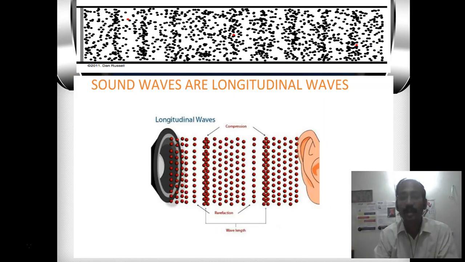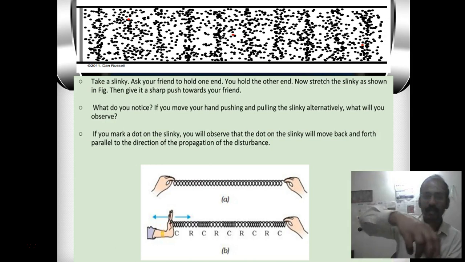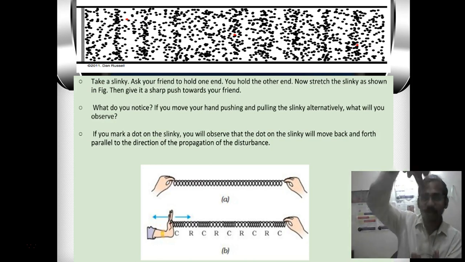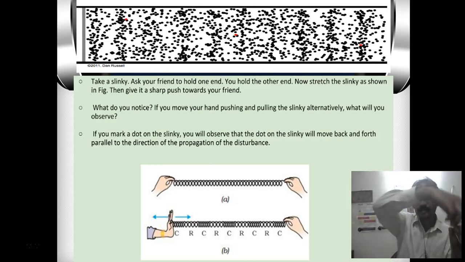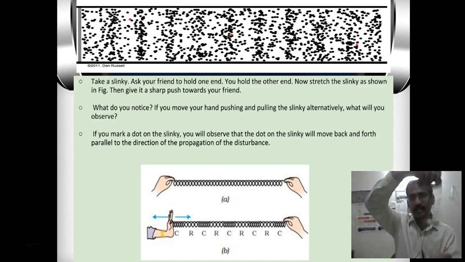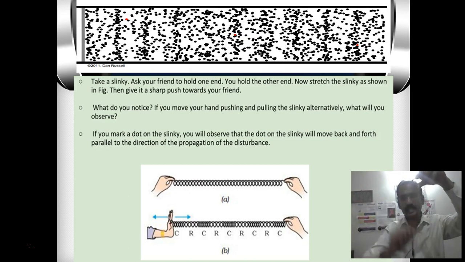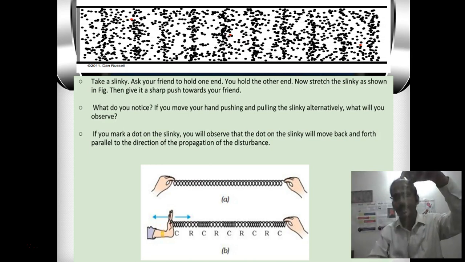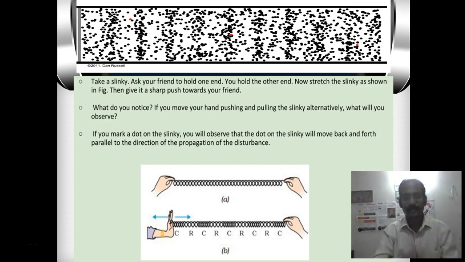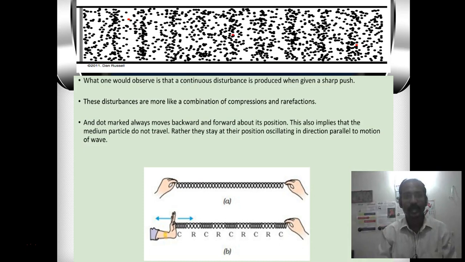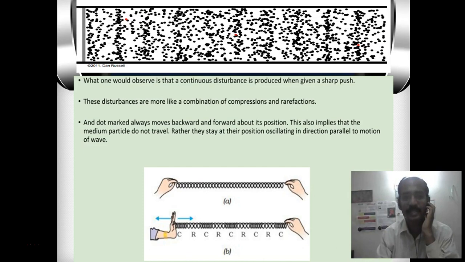Next, sound waves are longitudinal waves. Just now we observed a longitudinal wave, which is a slinky, with the form of compressions and rarefactions. Clear? Where the density is very high, that is compression. Where the density is very low, that is rarefaction. Clear? Now, we observe that a continuous disturbance is produced with sharp pushes.